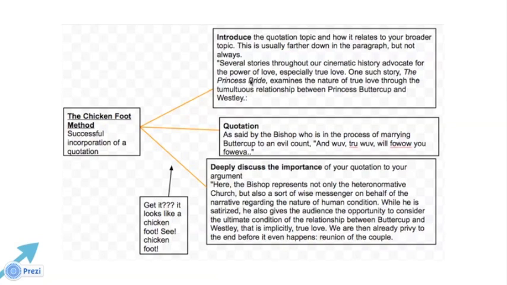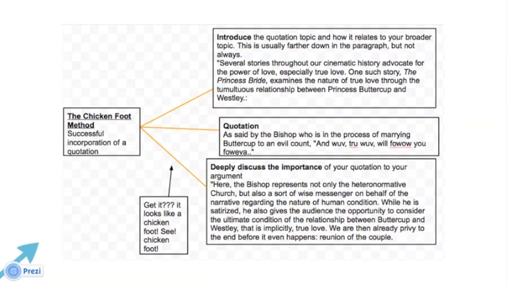And then, after you've inserted that, immediately after, you want to talk about why this is important. So, the bishop represents not only the heteronormative church, but also a sort of wise messenger on behalf of the narrative regarding the nature of the human condition. While he is satirized, he also gives the audience the opportunity to consider the ultimate condition of the relationship between Buttercup and Wesley, that is implicitly true love. We are then privy to the end before it even happens, the reunion of the couple.